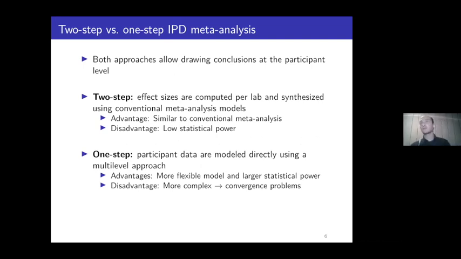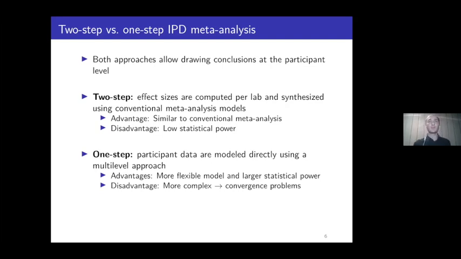A disadvantage of this two-step approach is that in the meta-analysis, we are still using summary data. We are not really analyzing the individual participant data. We only do this in the first step. So therefore, we still have this problem of low statistical power.